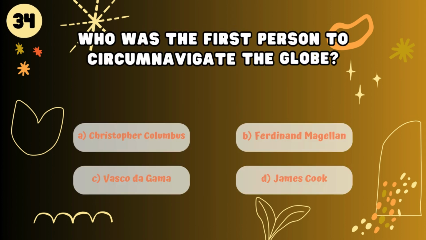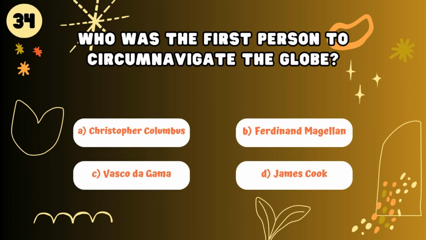Who was the first person to circumnavigate the globe? Christopher Columbus, Ferdinand Magellan, Vasco da Gama, James Cook. Answer: Ferdinand Magellan.